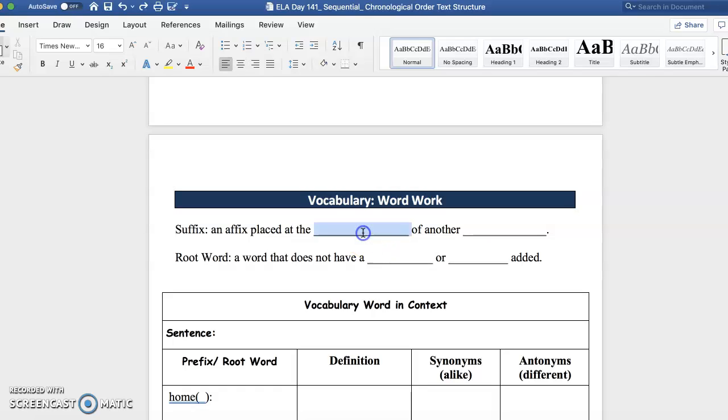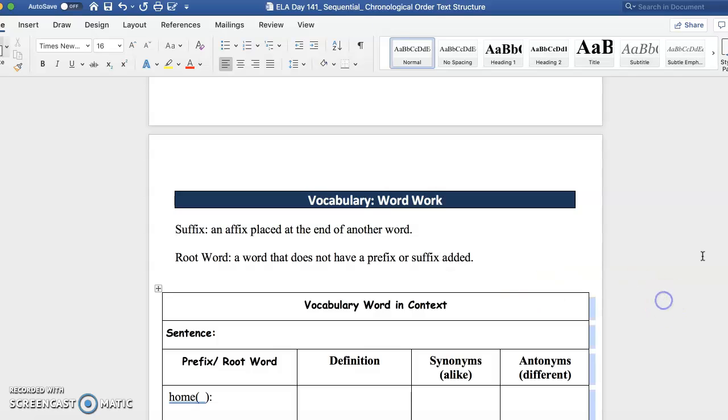A suffix is similar to a prefix. Instead, it is an affix that is placed at the end of another word. Remember, prefixes are placed at the beginning, suffixes are placed at the end. And then we know what root words are. A root word is a word that does not have either a prefix or a suffix added.